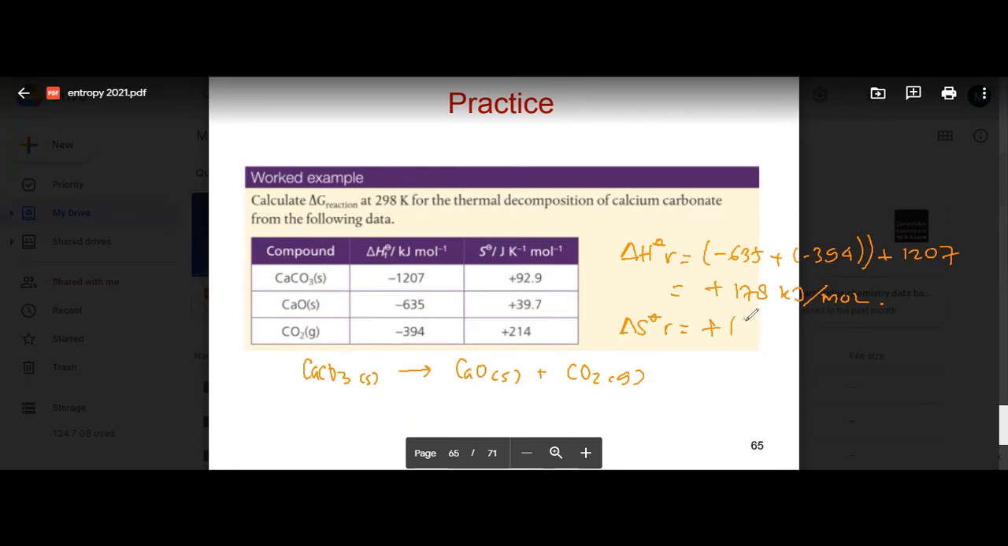The value is, so delta G of reaction equals delta H minus T delta S, again converting joules to kilojoules. So positive 130 kilojoules per mole. Okay, positive value, not spontaneous.